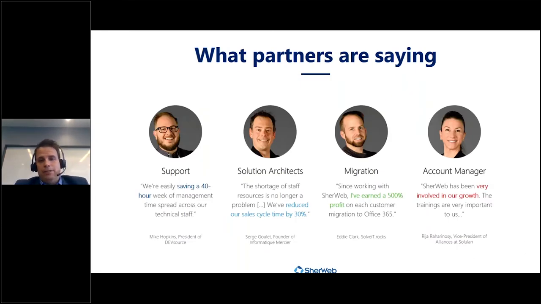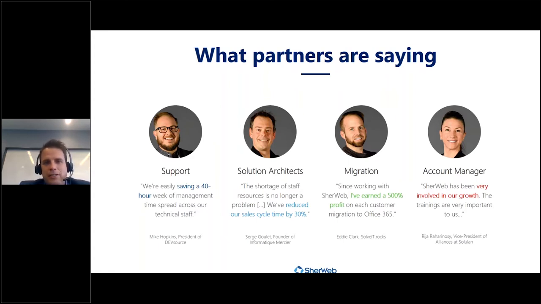And all of this is great, but I'd like to show you a few examples of what our partners have to say about these aspects, because it's great to hear it from me, and we have lots of case studies available on the website. If you're not a SureWeb partner and you'd like to talk to other SureWeb partners, reach out to us and we'll accommodate that request. But here are a few comments from some of our partners that have seen concrete results. For example, the first one on the left here, from Mike at DevSource, he's able to save a 40-hour week of management across their technical staff now that he's with SureWeb.